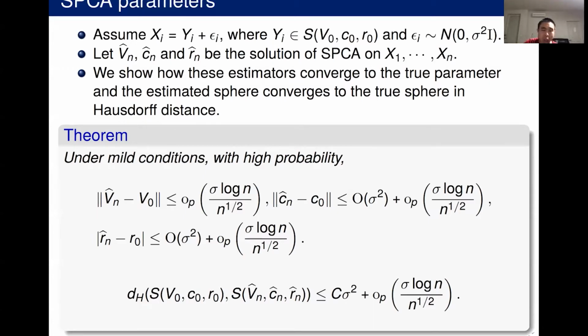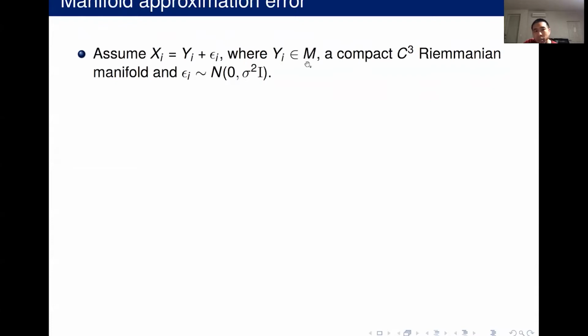Then what about the manifold case? We want to weaken this assumption here. That is, we have some x_i from some noisy observation on a manifold M. Here f(y_i) is from a manifold M, which is assumed to be compact and third differentiable. Epsilon_i is again the Gaussian noise. We want to recover this manifold M.